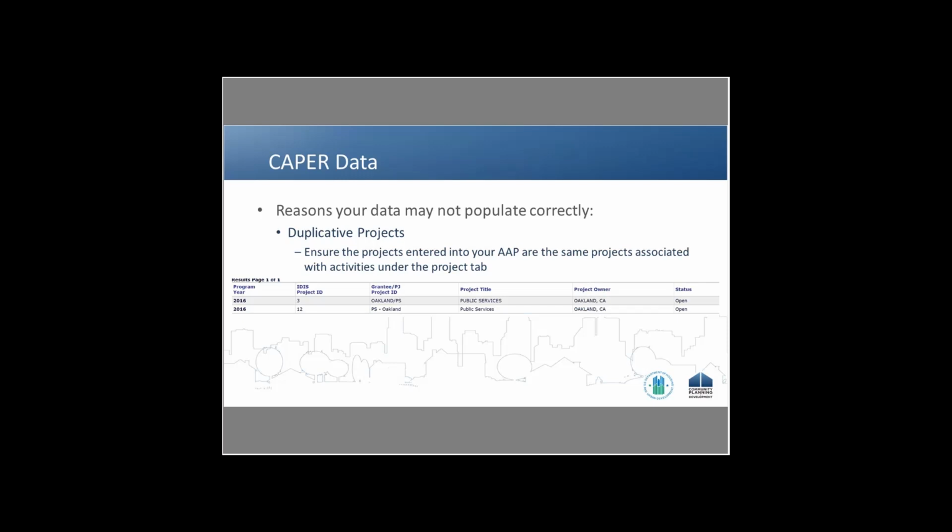Right, so here we're just seeing an example of what could be two projects, which is the same project title, public services, but one was created in the action plan and one was created just in the IDIS tab. And if you're operating out of the one that you just created under the IDIS projects tab and not the project created in the AP35, you have duplicative projects. The important thing to remember here is if you create all of your projects just from the AP35 screen, everything will link up with your CAPR for those projects.